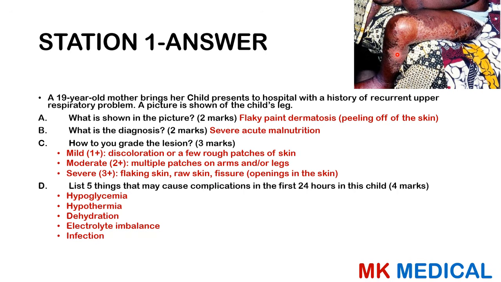Now remember that dermatosis is not an indication for admission in the malnutrition ward. If the child only has dermatosis, it's not an indication for admission. Now the 5 things that can cause complications in the first 24 hours of the child include hypoglycemia, hypothermia, dehydration, electrolyte imbalance, and infections. And we want to actually address these things when we're stabilizing the child.